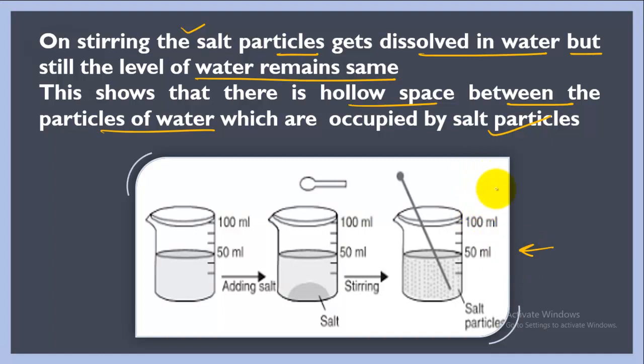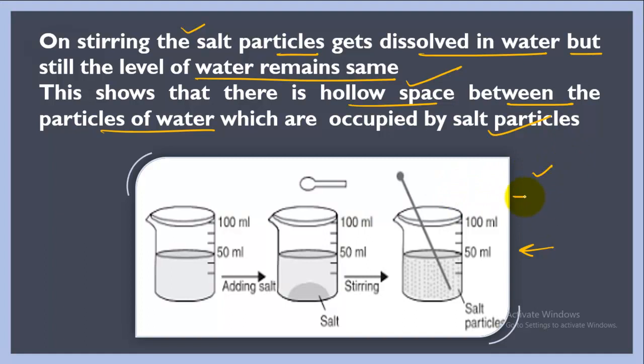So I think you got it, that this is the activity which can be used in order to prove that matter consists of small particles, and also you can use this activity for proving that these particles are in a state of motion. That is the reason when you stir them, they occupy the space between the water particles. And third, you can prove from this activity that there was a hollow space between the particles of water. So that means the particles are not so closely bound. There are certain spaces that are occupied by another matter, that is the salt particles. Because they were small, they occupied those hollow spaces.